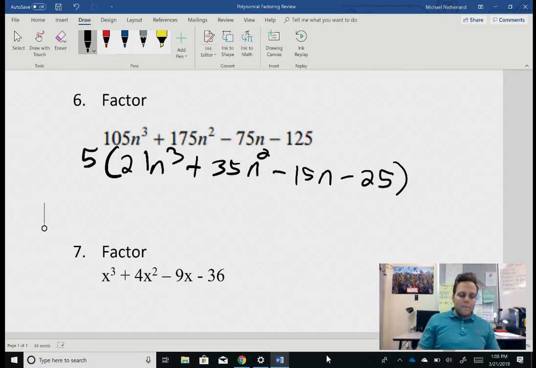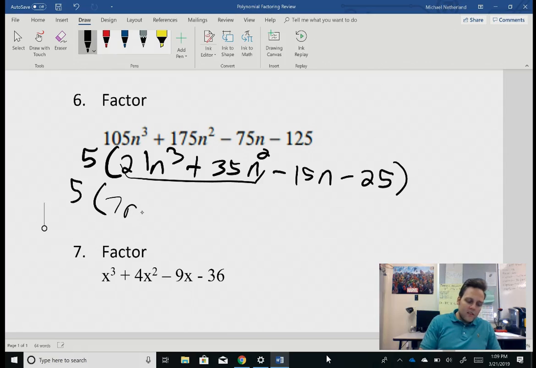I apologize. Okay, but now we look inside our parentheses, and we still see 4 terms. So 4 terms means I can still factor by grouping. I just carry down my GCF. Now look at these first 2. What do just these 2 have in common? They have a 7n squared in common. So when I pull out that 7n squared, that gives me 3n plus 5.